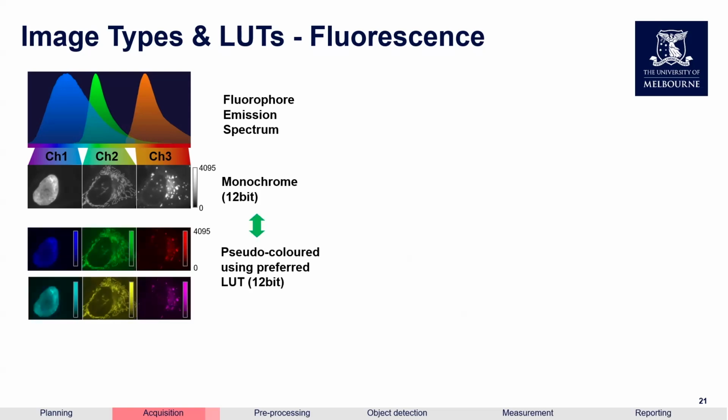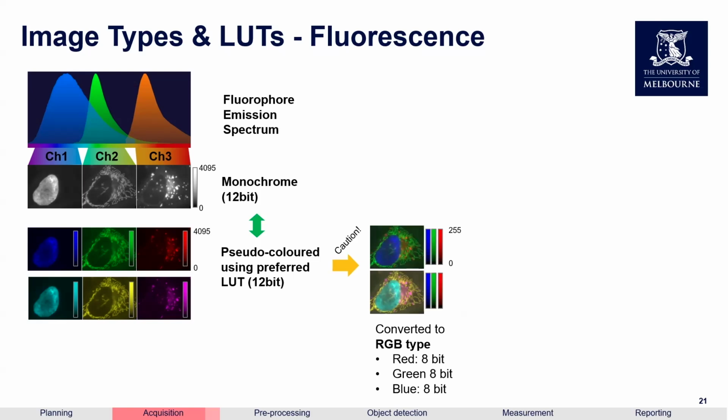And then in specialist software like Fiji, we can apply a color lookup table, which is called a LUT, to display the channel in the color of the fluorophore as close as possible. But note that this is only a display setting and the underlying 12-bit data stays intact. But the problem arises when we try to share or publish images. Because the standard image viewers don't support LUT display, the images often get converted to RGB type.